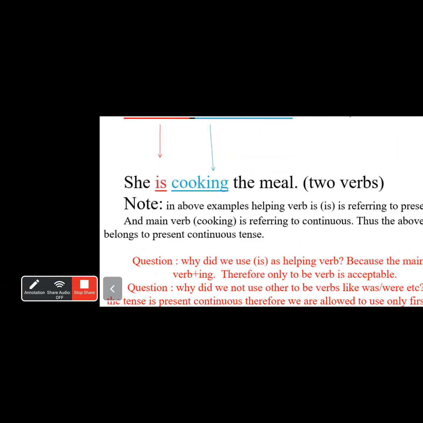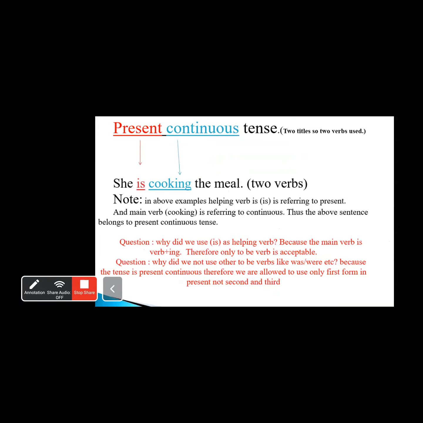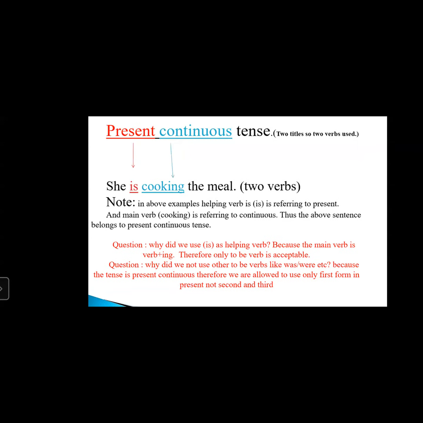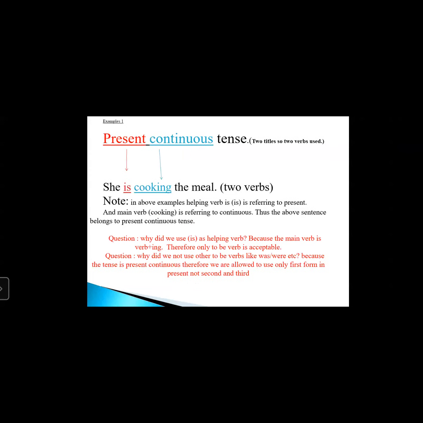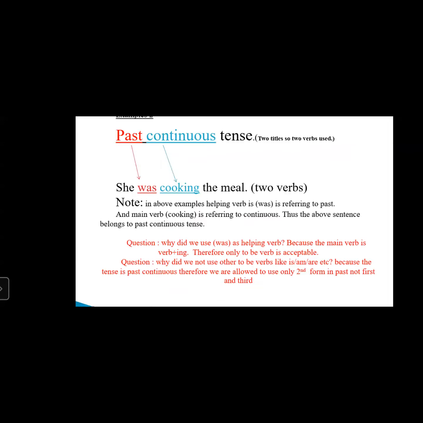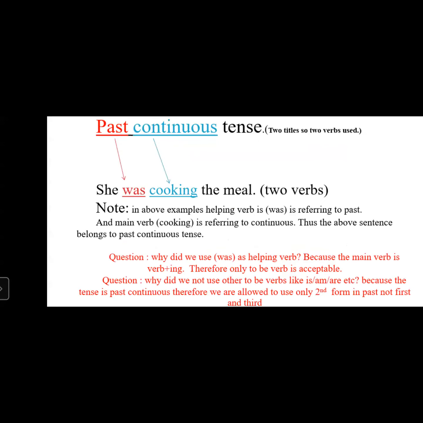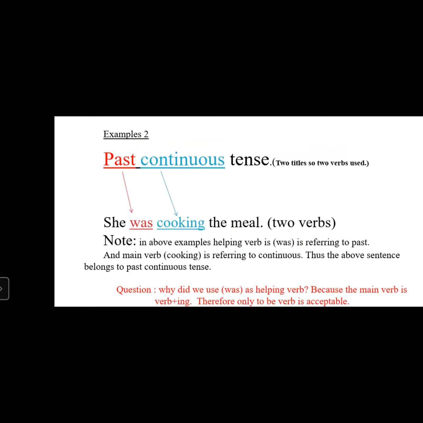Question, why did we use is here? Because the main verb is verb ing, therefore only to be verb is acceptable. So why did we not use other to be verbs like was or were? Because it's present continuous tense, and therefore we are allowed to use only the first form of that. Now we move to past continuous. So past continuous move karenge. So once again we have two tenses, two names, past and continuous. So we have to use one verb to introduce past and we have to use one verb to introduce continuous.